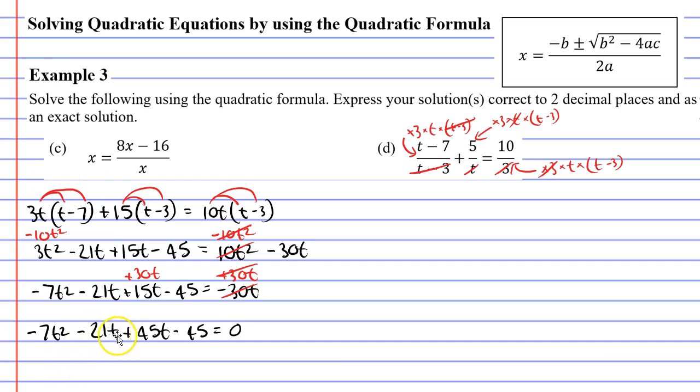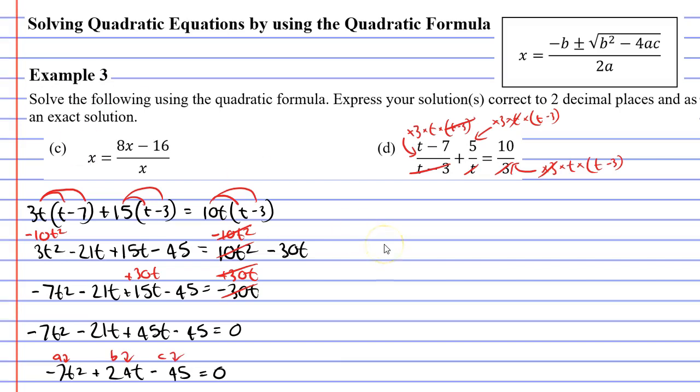Minus 21t plus 45t will give us 24t. We've still got our minus 7t squared. We've still got our minus 45, and this will equal 0. Alright, we are finally at the point where we can use the quadratic formula. I need to write down that a is negative 7, b is 24, and c is negative 45.